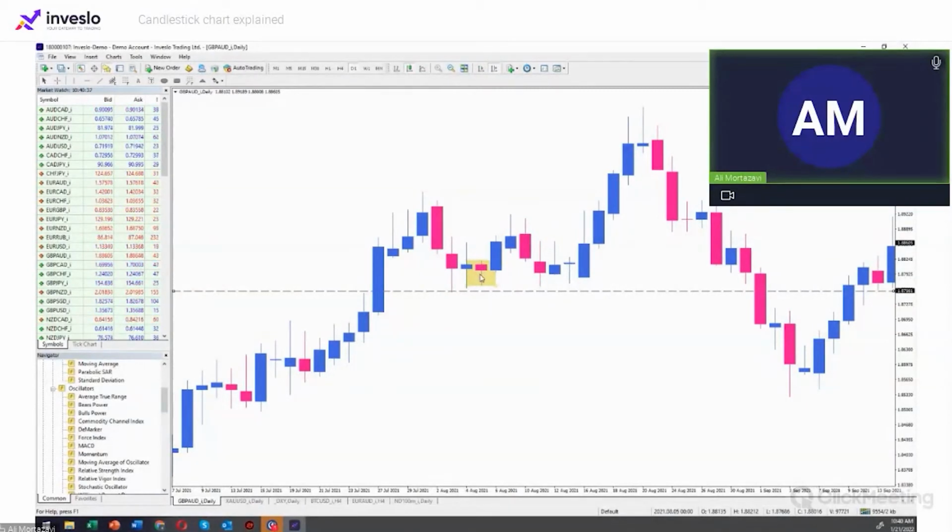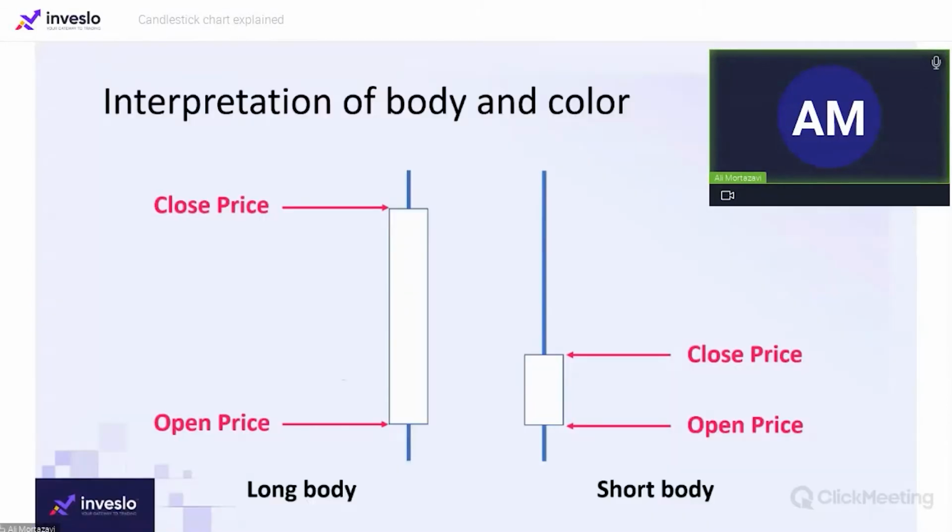And then the candlestick body color shows us the correct market sentiment, which means we can expect the market to move in that direction for a while, for some time. Okay, back to our presentation. That was the interpretation of body and color, which you see we have the long body and the short body. The body reveals the strength of one side of the markets.